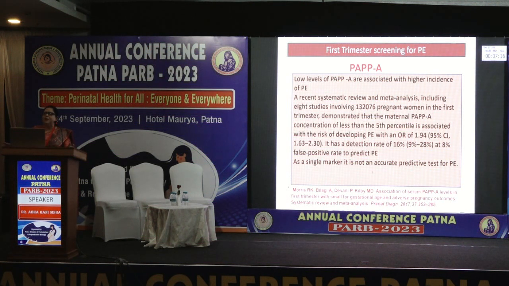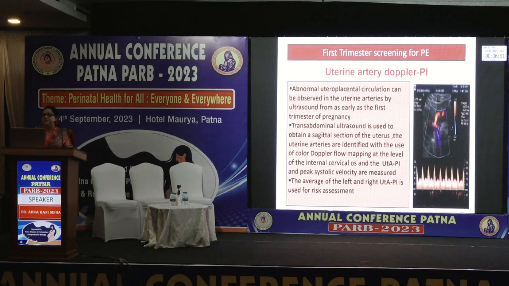And now PAPP-A is a part of the combined test that we do for fetal aneuploidies. But if we look at its sensitivity in predicting preeclampsia, it's not very good. As a single marker, it is not a very accurate predictive test, because a large systematic review and meta-analysis showed an odds ratio of 1.94 and a detection rate of only 16%.